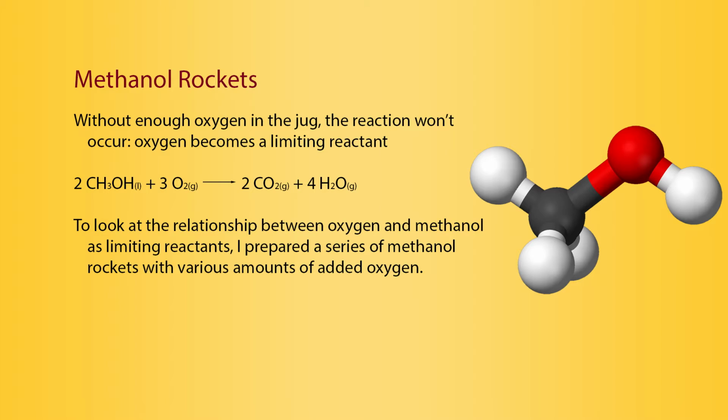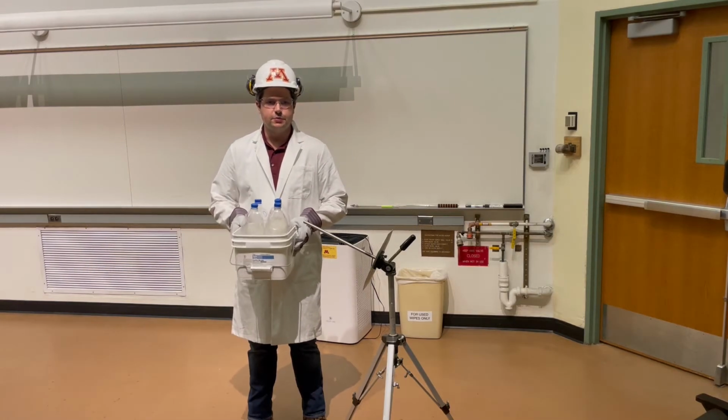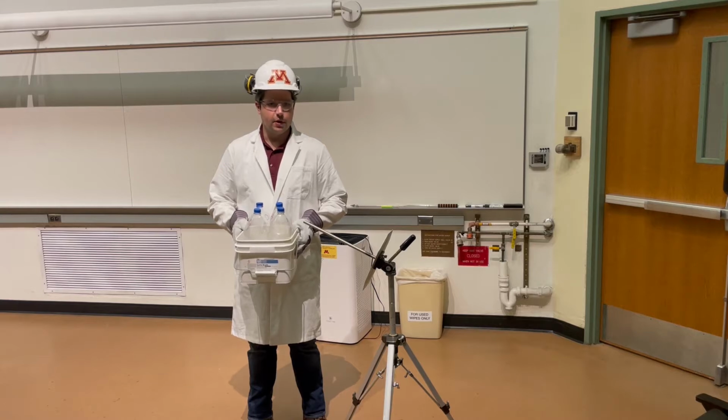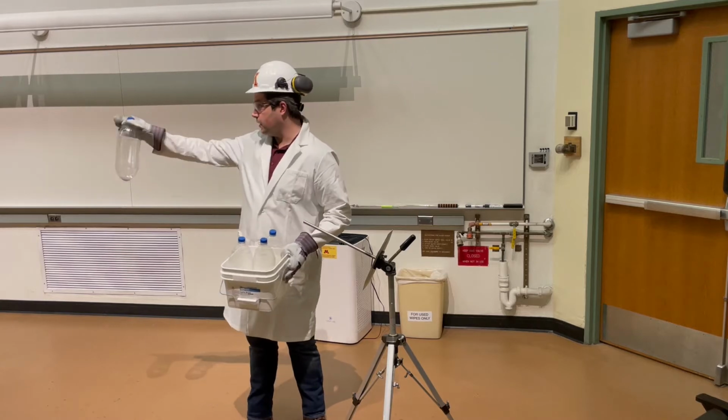To look at the relationship between oxygen and methanol as limiting reactants, I prepared a series of methanol rockets with various amounts of added oxygen. Each of these 2-liter bottles contains 2 milliliters of methanol and a varying amount of oxygen. In this demo, we'll see how the combustion of methanol can be used to propel these rockets, made out of bottles, all the way across our lecture hall.